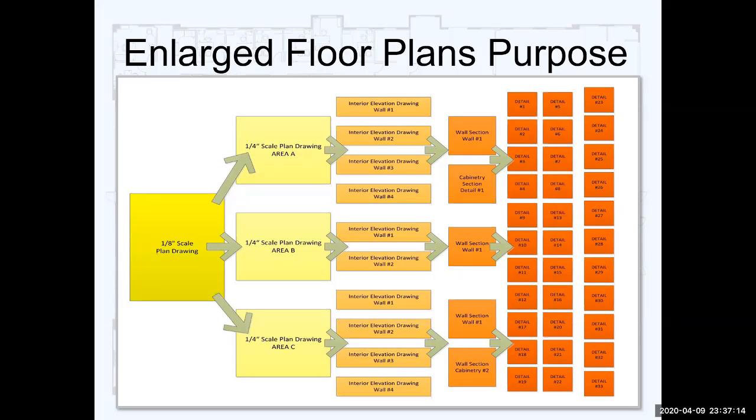So as we go to 1/4" plans, they then become a vehicle for other information. So as the information demands and as design criteria increases, we go to a 1/4" plan in that area, and that then provides us a vehicle to go to interior elevations, which then lead us to more detailed information, which might include wall sections, cabinetry sections, and maybe other specialty documents. And then those then become the roadmap to getting to the details.